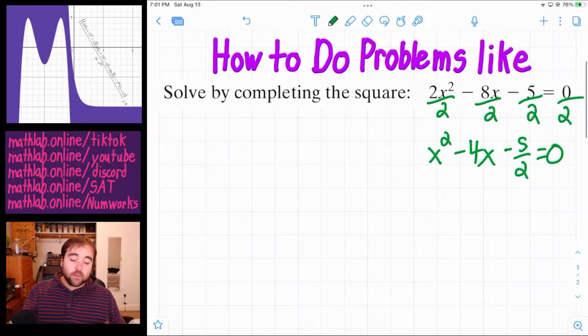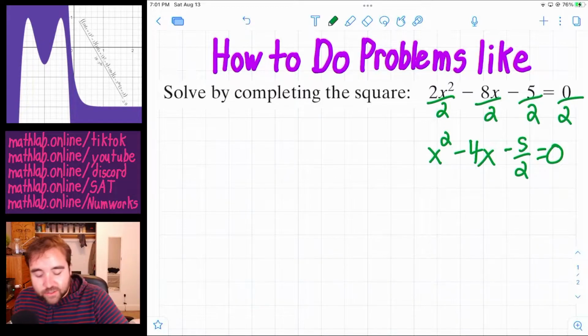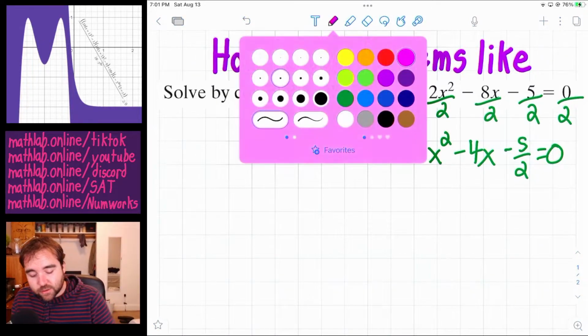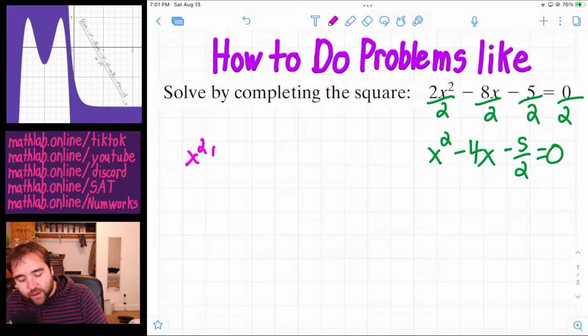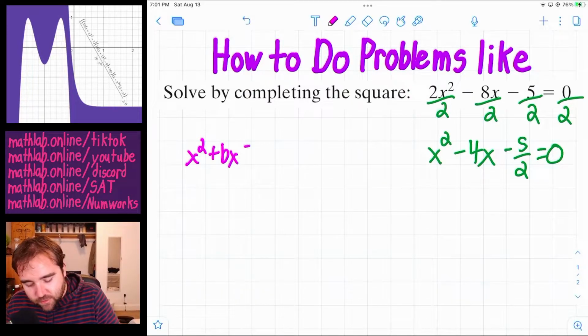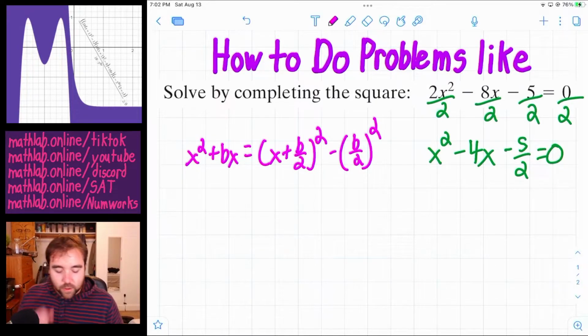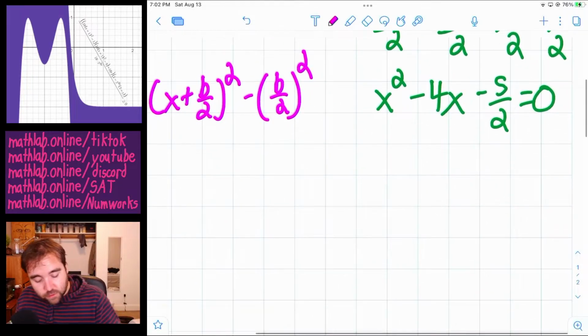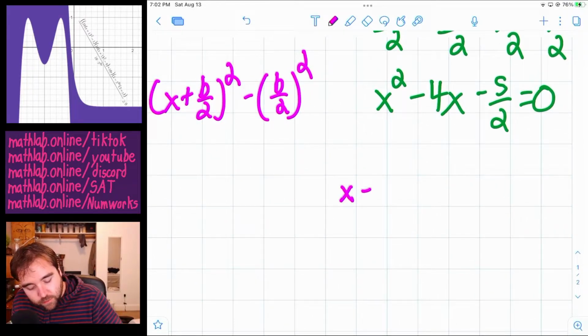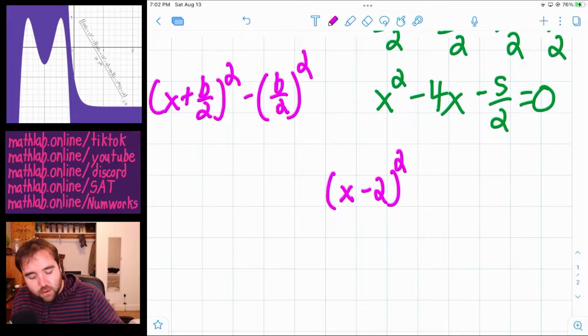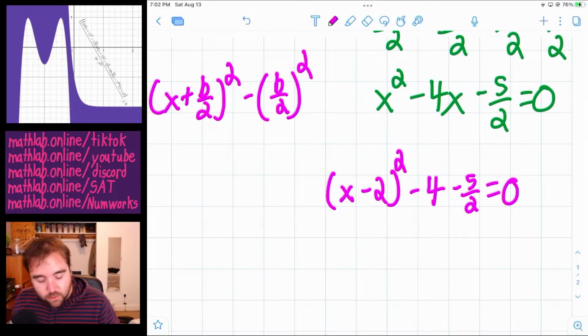And now we can implement the completing the square pattern. And that'll let us see just how easy completing the square actually is. So let's remember what the pattern is. If we have x squared plus bx, that's equal to x plus half of b, squared, minus that number squared. And so we can just do that real quick. We can just say x minus 2 squared, minus 2 squared, 4, and then minus 5 halves equals 0.